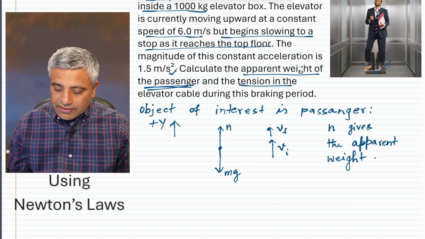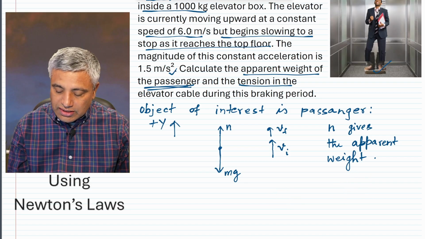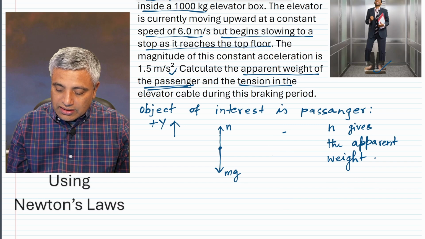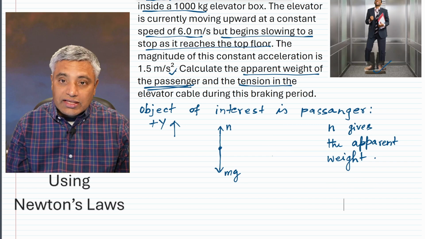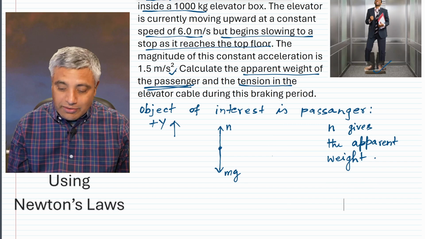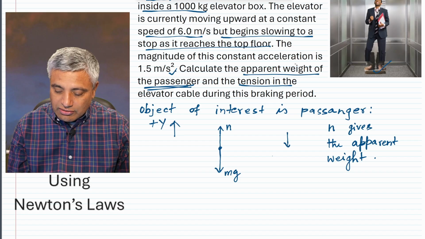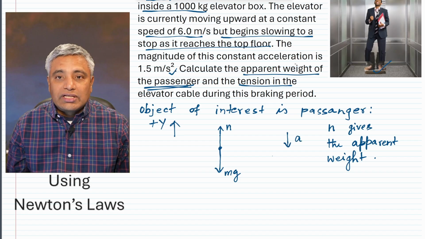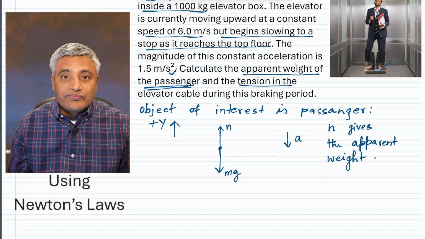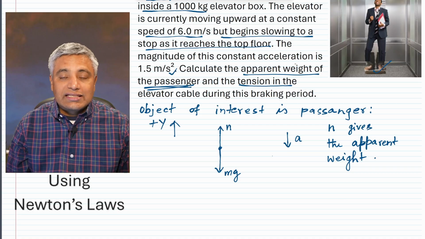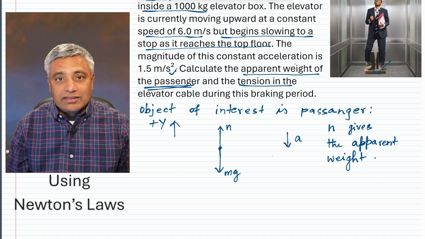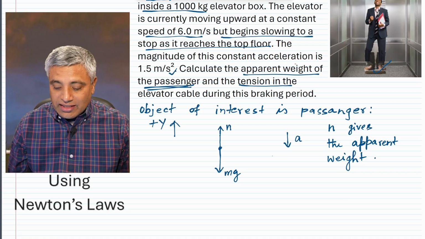So with that, I'm going to get rid of that, and I'm not drawing acceleration on the free body diagram, but on the side I'll draw the acceleration so that when we write the equation, we can correctly write the sign of the acceleration. So acceleration is pointing down.